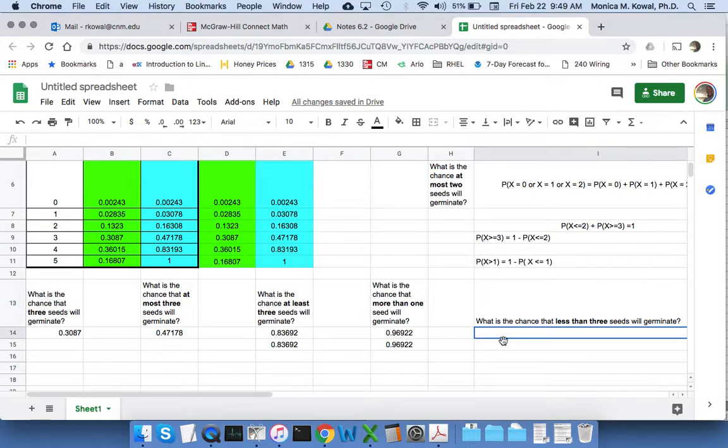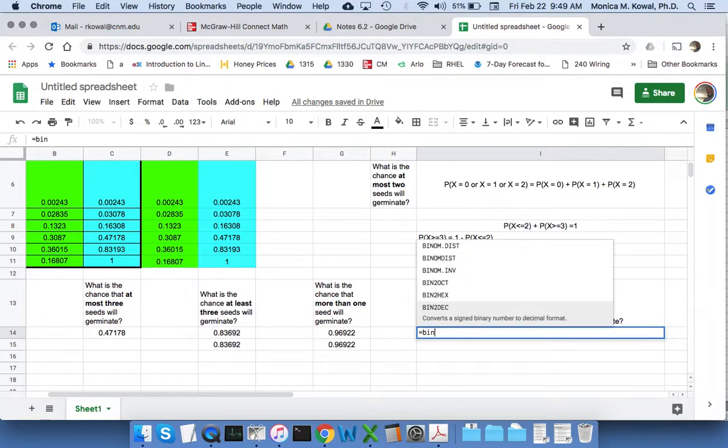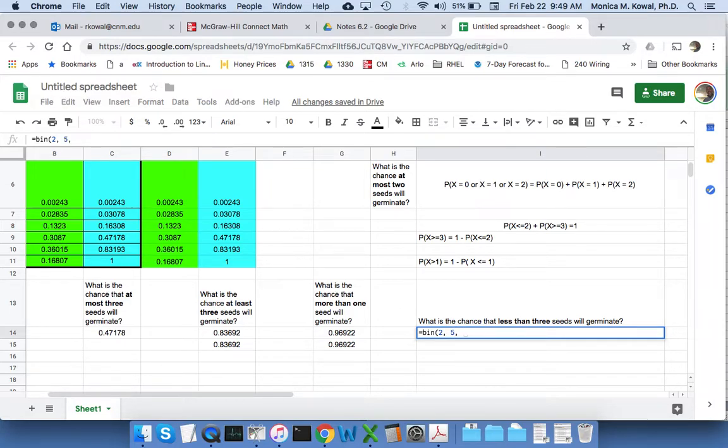What's the chance that less than 3 seeds will germinate? Less than 3 would be that you have 2 successes. You've got 5 trials and 0.7 as a success. Oops, and since it's strictly less than, you want 2 or 1 or 0. Whoa, what happened there? Oh, I didn't select the right function. We'll have to redo it here.